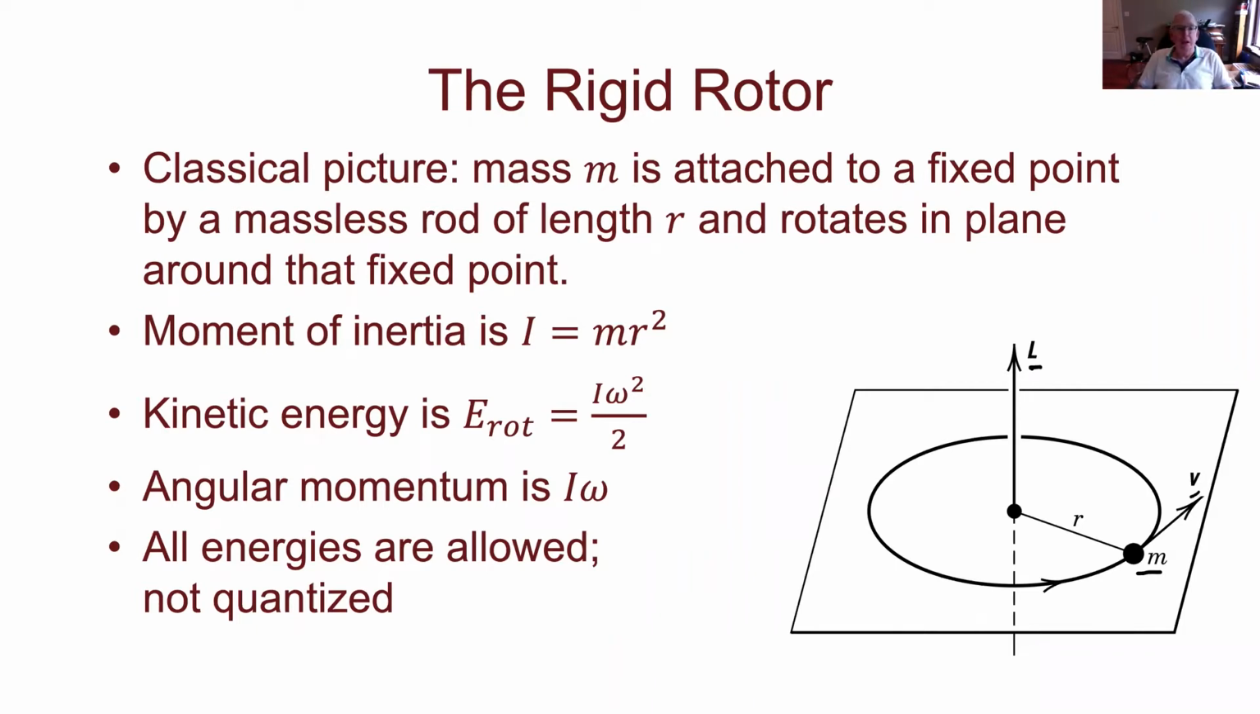Okay. The moment of inertia for this system is just mr squared, and the kinetic energy is I omega squared over 2, where I is the moment of inertia, omega is again an angular frequency, and that gives us that result. And then the angular momentum associated with this would be I omega, right?